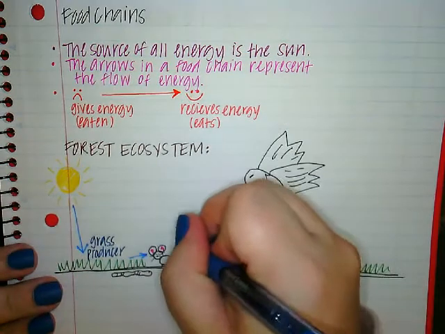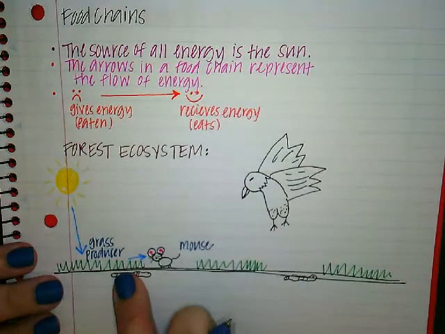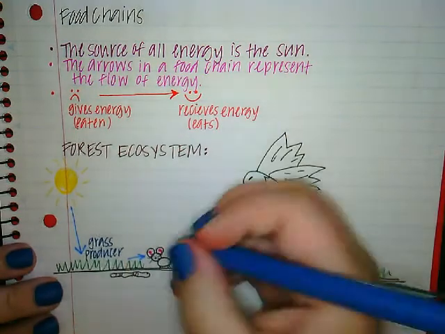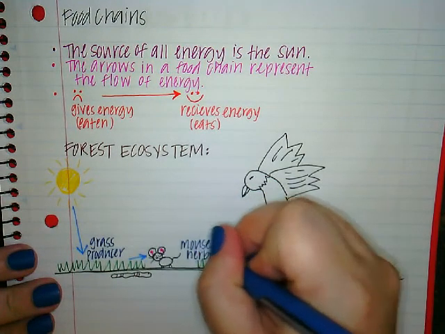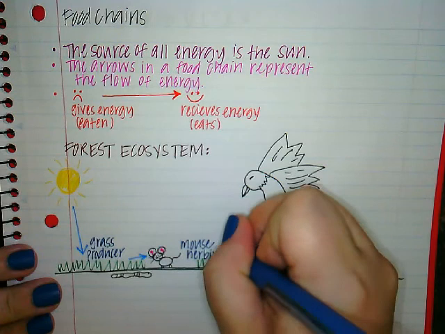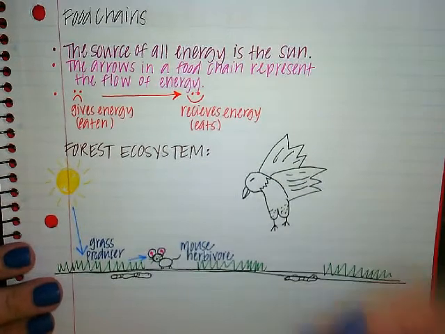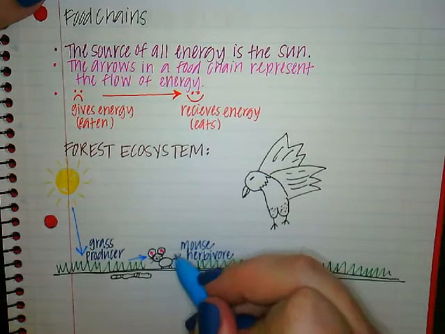So we are going to label our mouse. Mouse. Okay, and our mouse is only eating a producer, only eating something that does photosynthesis. So that makes our mouse an herbivore. An herbivore. All right, that's an H, guys, sorry.